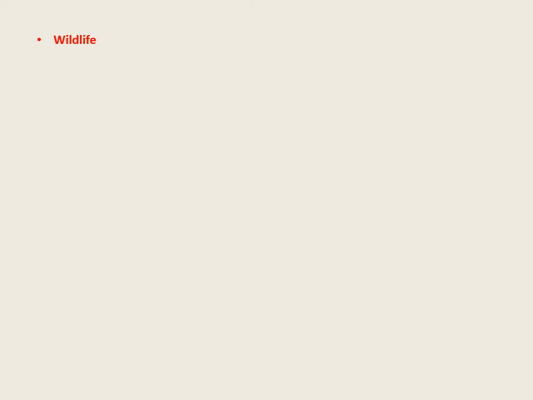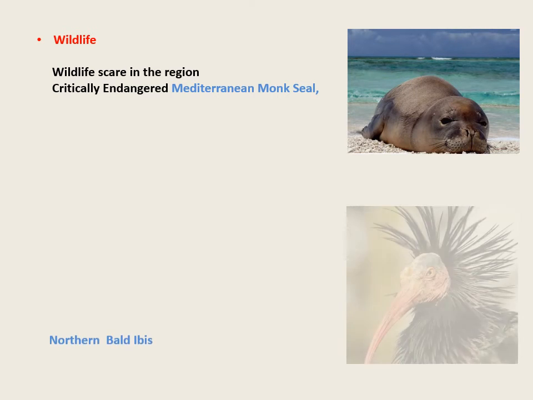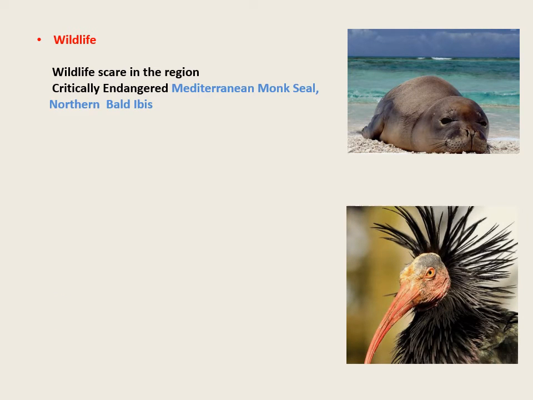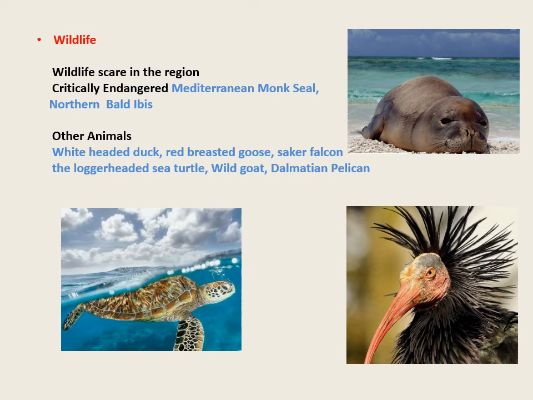Wildlife. Since most of the land has been cleared for human settlement and agriculture, wildlife is scarce in this region. Some of the animals, such as the Mediterranean monk seal and the northern bald ibis, are critically endangered. Other animals found here include the white-headed duck, the red-breasted goose, the saker falcon, the loggerhead sea turtle, the wild goat, and the Dalmatian pelican.